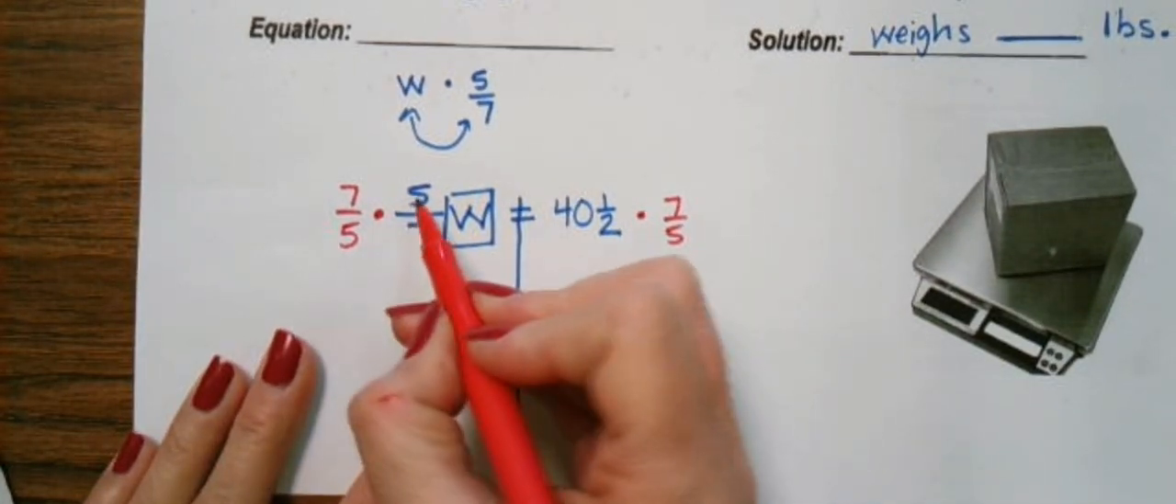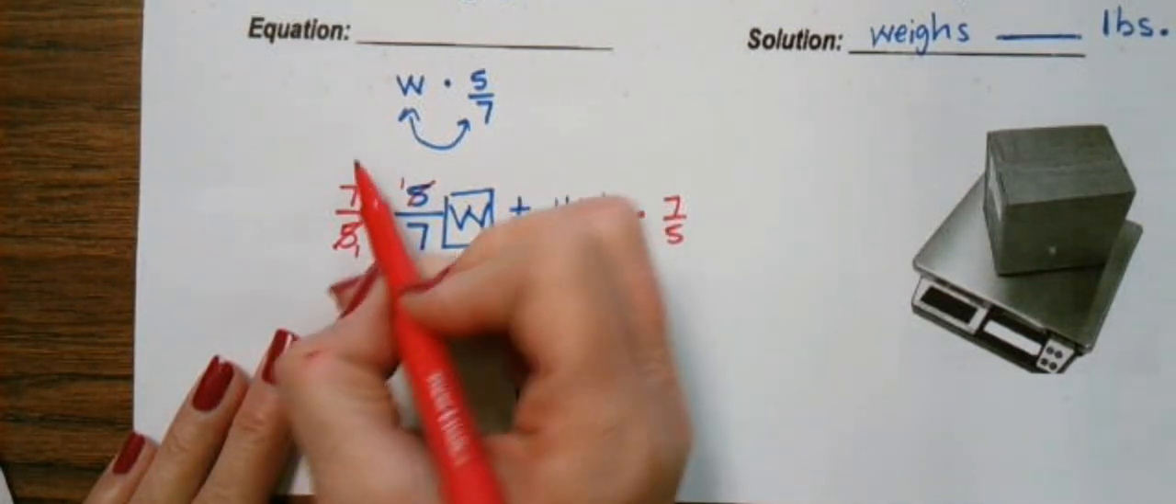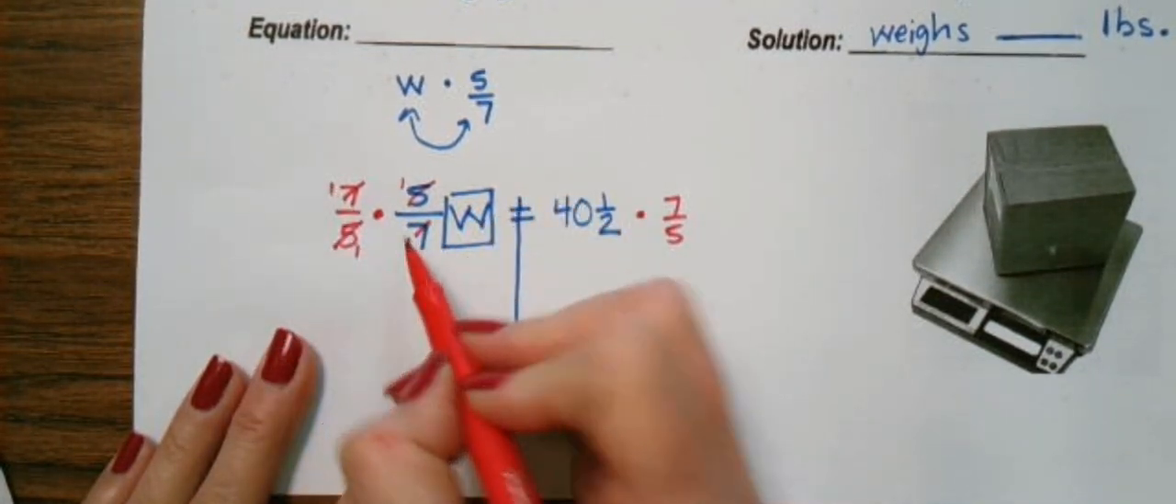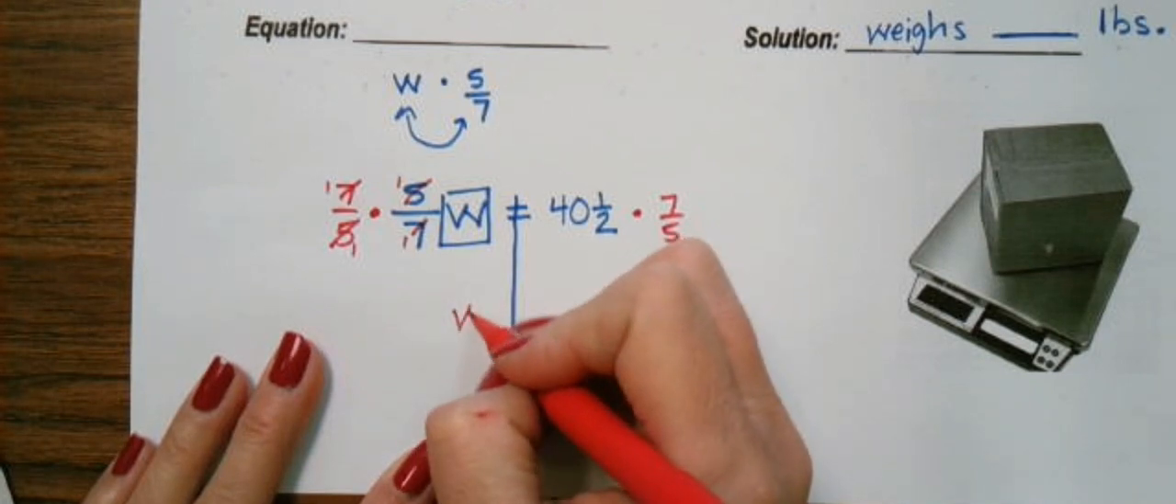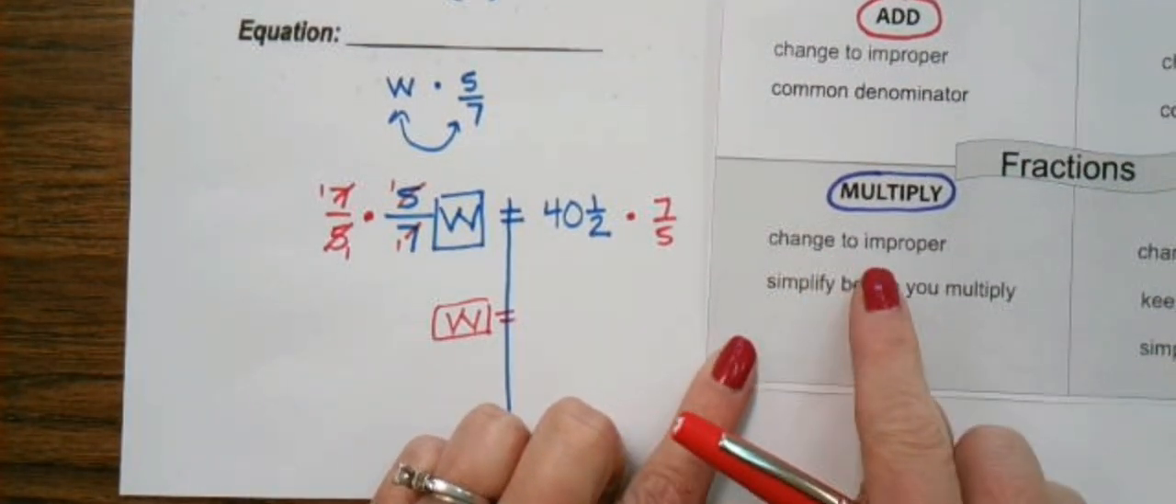Now what's going to happen here? 5 and 5 both have a common factor. You can divide them both by 5, changing them to 1. Same thing with 7 and 7. Divide by 7, change them to 1. Do you see how you have 1W? Yay! Okay, over here now when we're multiplying fractions, we want to be sure that they're improper.